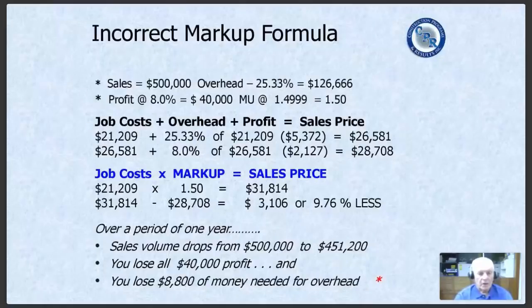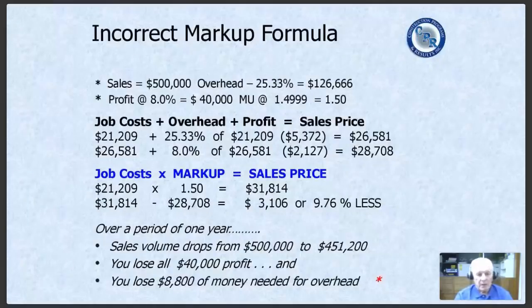This formula right here, somebody figured this out way back when, and it started out with some of the big companies like Macy's. When they had contractors come in and do work for them, they said, well, this is how you're going to price your work, and the contractors didn't think it through, and they said, okay, fine, not a problem. Now, let me show you what happens when you use job cost plus overhead plus profit equals sales price, as opposed to job cost times markup equals sales price.